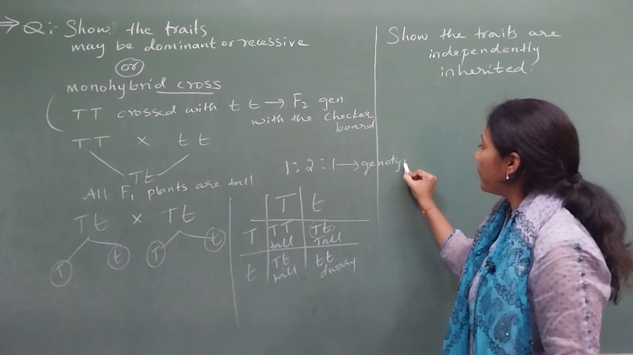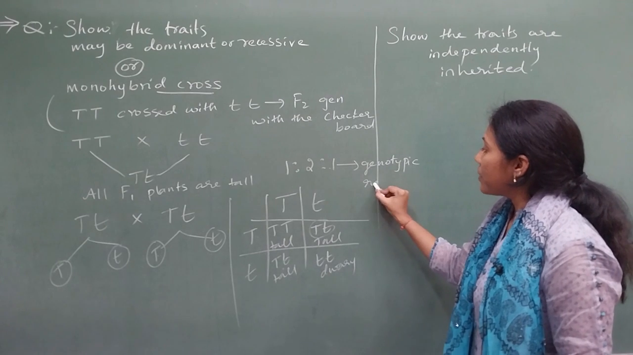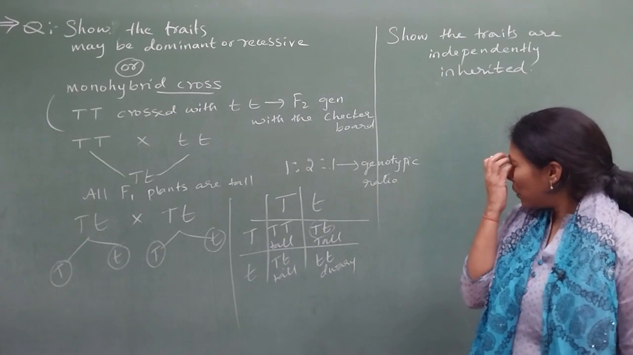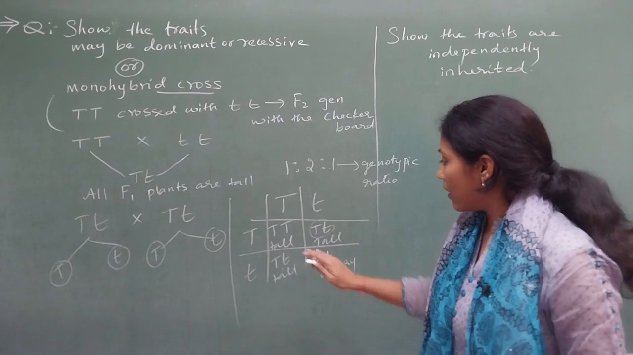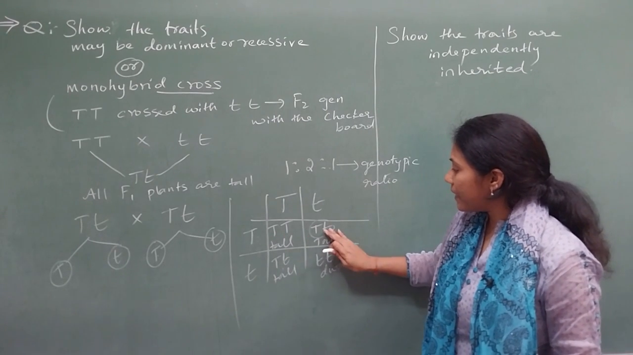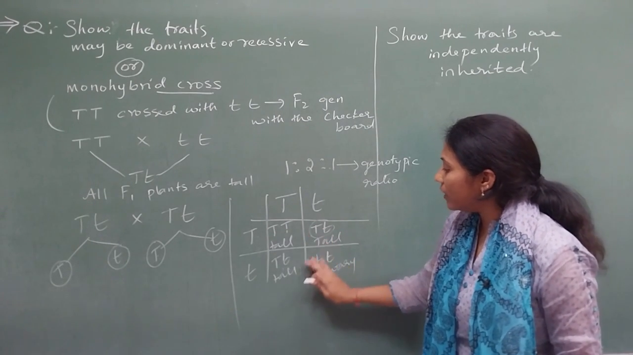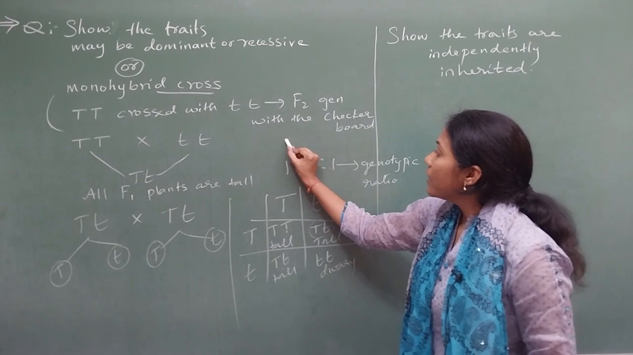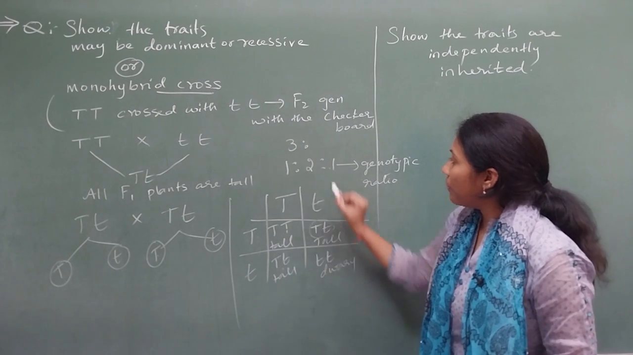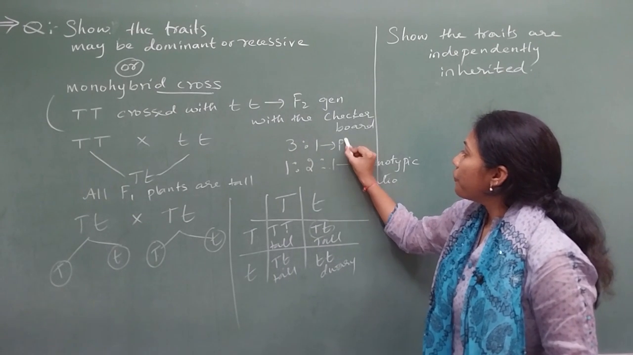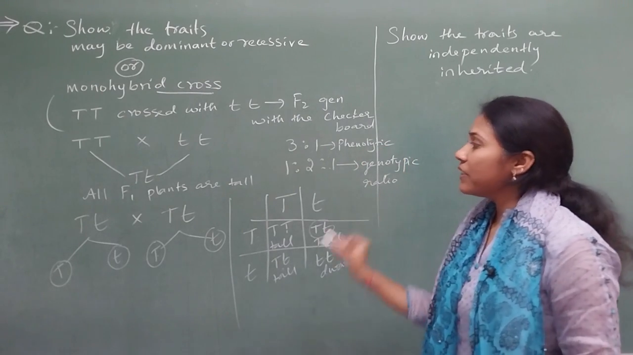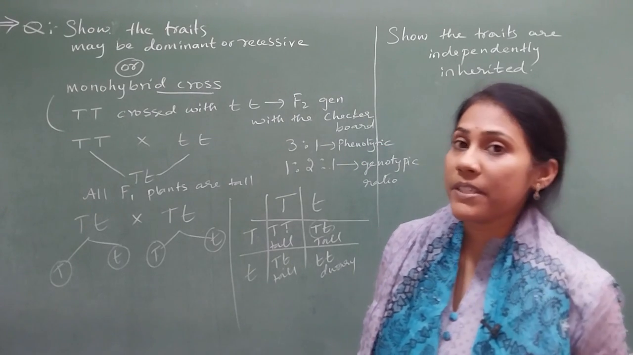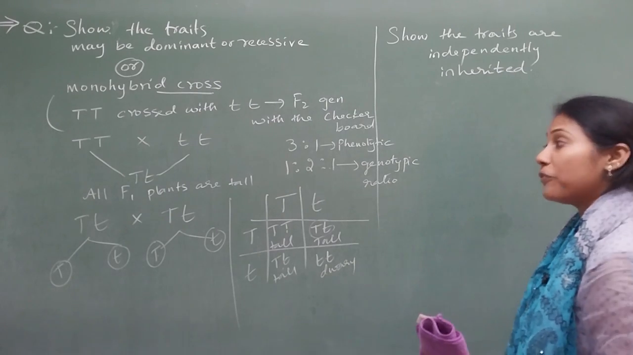They will ask you to mention the genotypic ratio and the phenotypic ratio. For physical appearance, how do they look? Capital T capital T, capital T small t, all three varieties are tall, right? So tall plants are 3 and dwarf plant is 1. This is our phenotypic ratio. On phenotypic and genotypic ratios, separate MCQs can also be framed. You have to be careful.